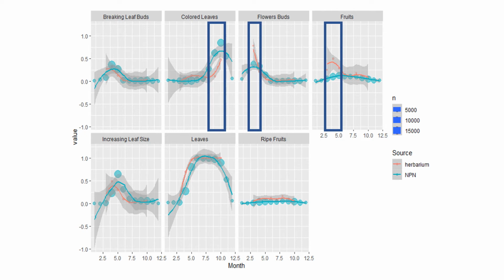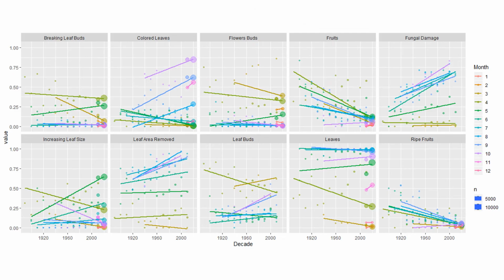So Nature's Notebook doesn't go back past the 90s, but this allows us to have data that goes back even further. So when we put these together, we have a data set that decadally can go back to the late 1800s, showing trends in the expression of these phenophases per month. So in this graph, each month is graphed with one color as a weighted regression with the number of samples as the weight, and each year is its own data point.